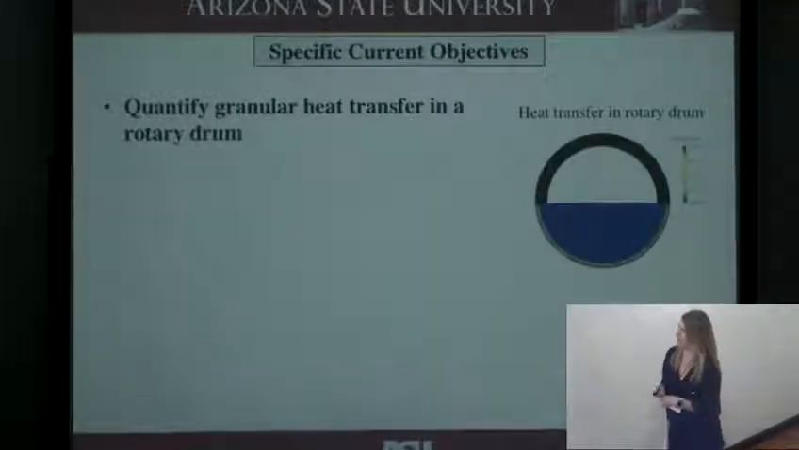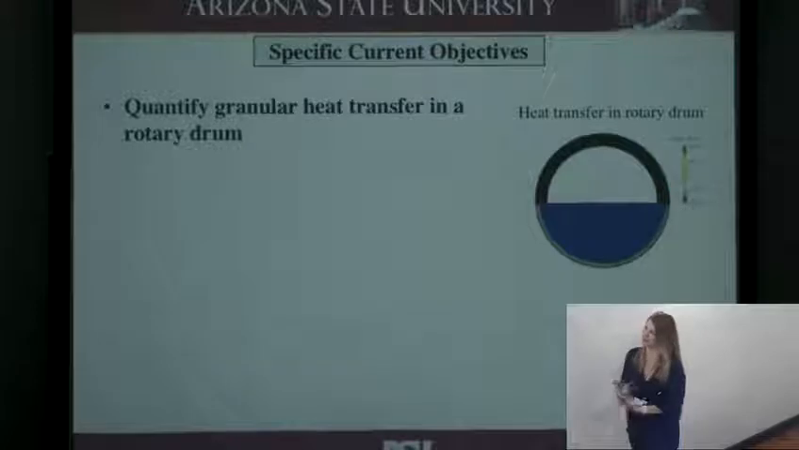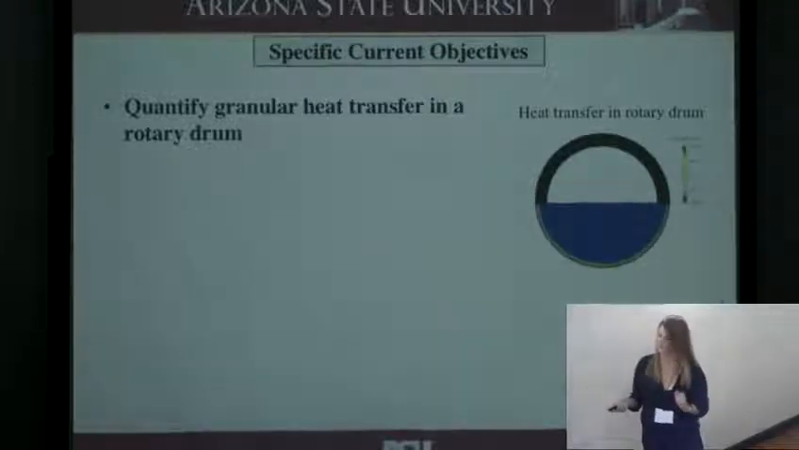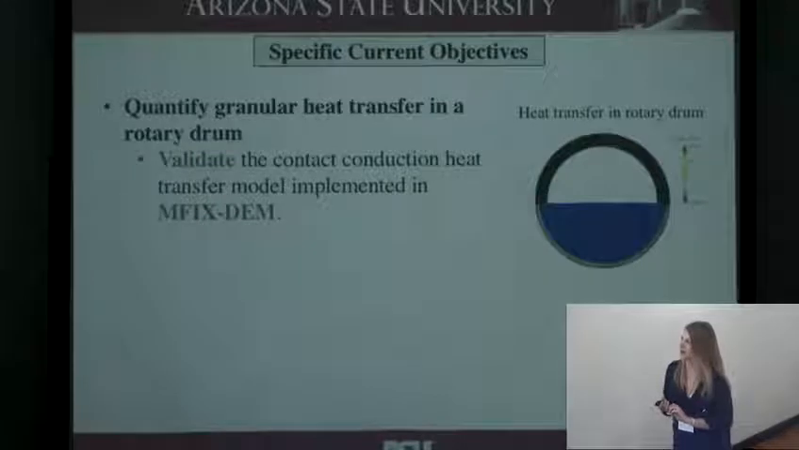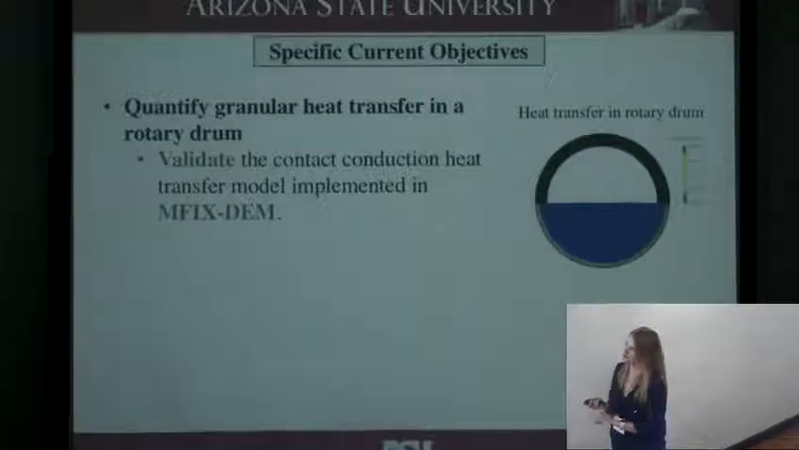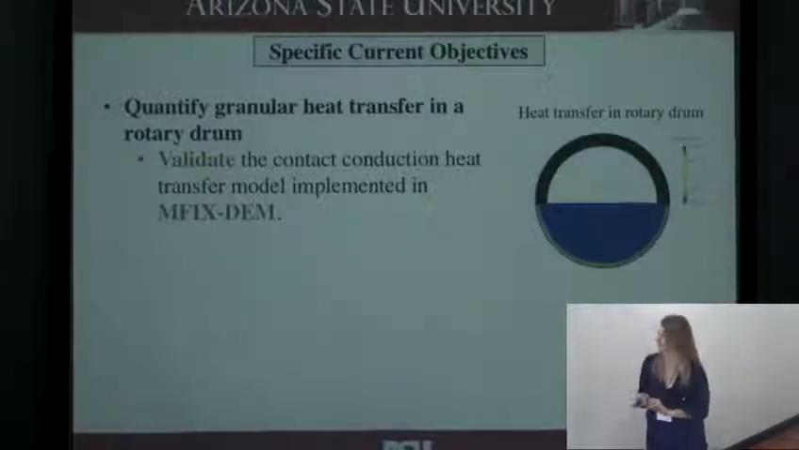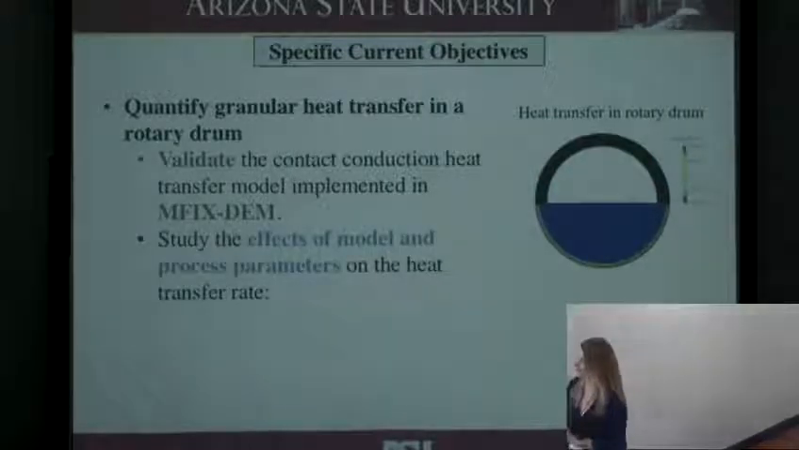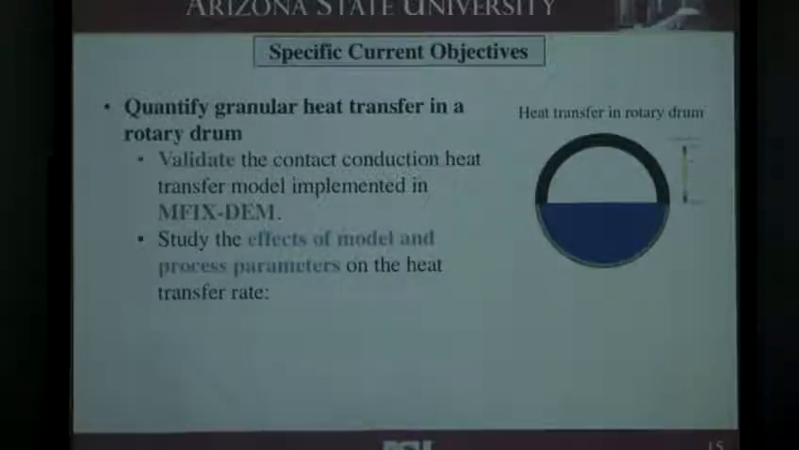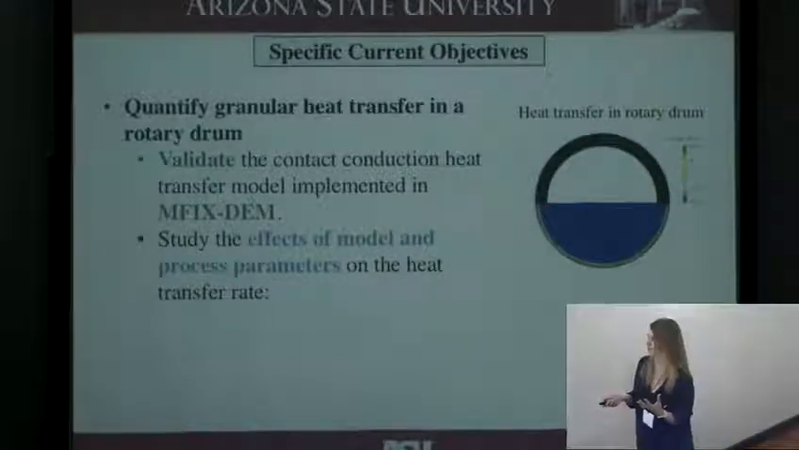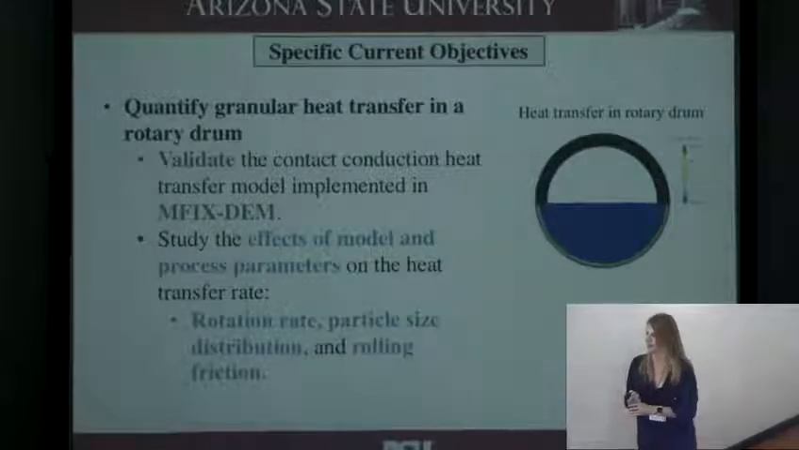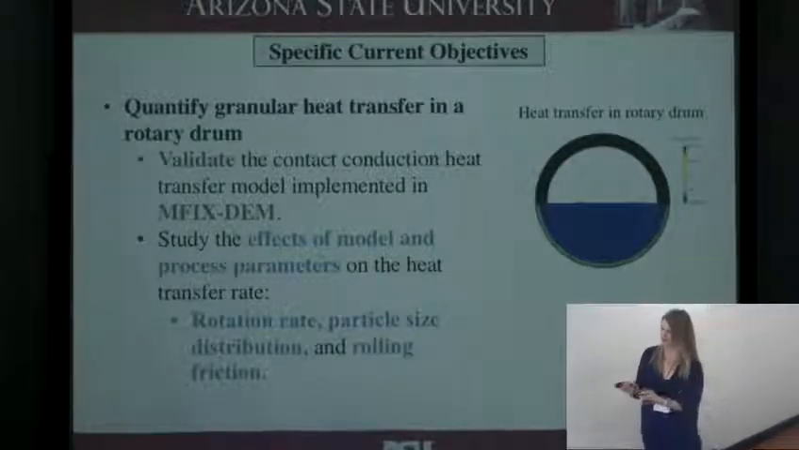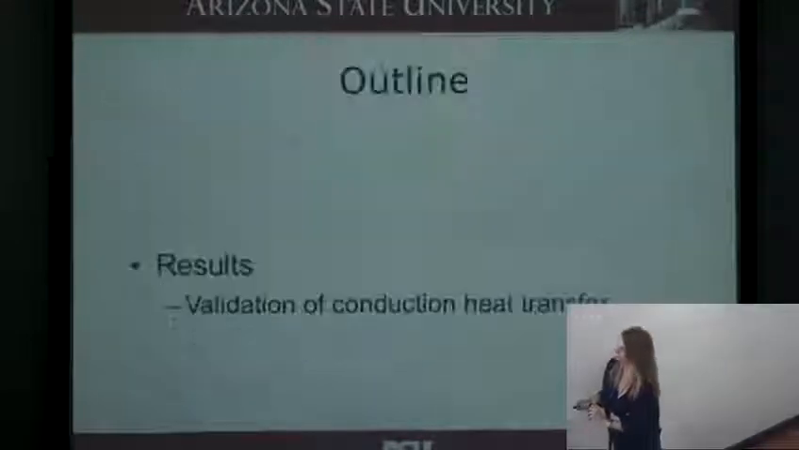So our current objectives, under this big picture goal of quantifying granular heat transfer in a rotary drum: first, we set out to validate contact conduction in MFIX DEM, and then to look at the effects of model and process parameters. We know different process parameters have various effects, but at this stage we were also really interested in looking at model parameters, especially because we were looking at 2 different codes. The main things we looked at were rotation rate, particle size distribution, and rolling friction.